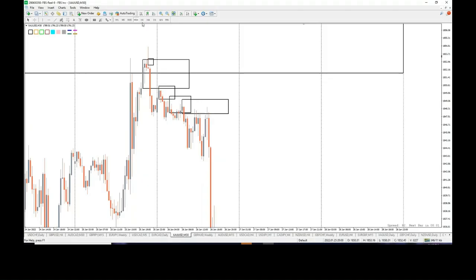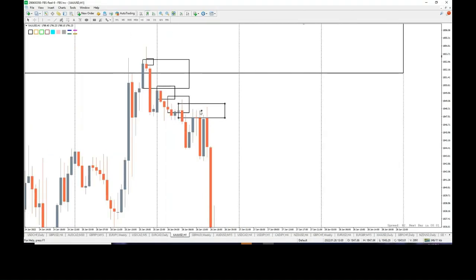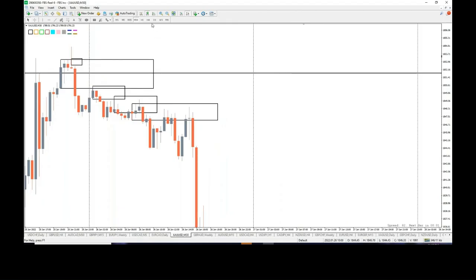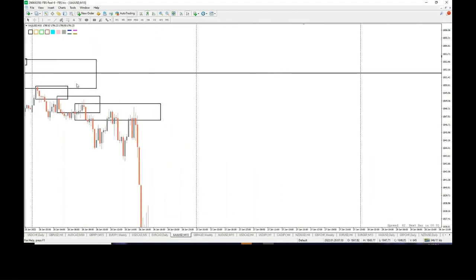If you want to make it easier, this is the H1 zone, right? So when it goes inside here, we wait for M30 or M15 to make an engulfing sell. This is M5 and M1.